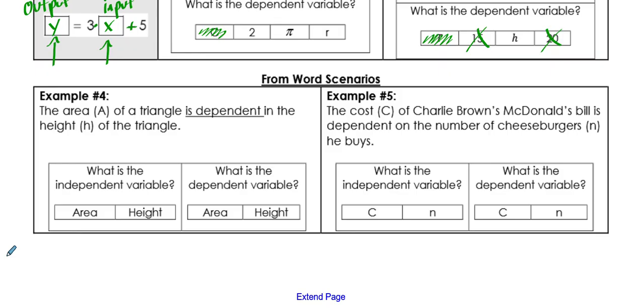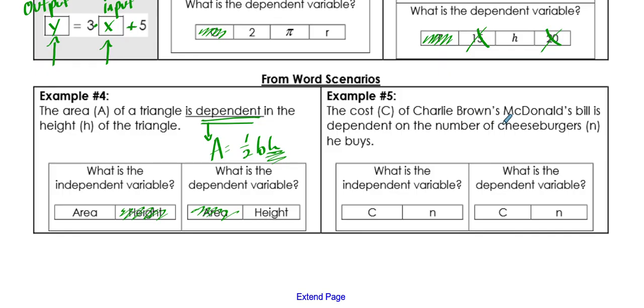All right, last two from word problems. The area of a triangle is dependent on the height of a triangle. The area depends on the height. You might also be given an equation for this. Area is 1/2 base times height. Area is the dependent variable. It's the output. Height of the triangle is the input.